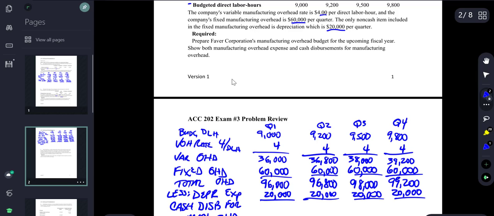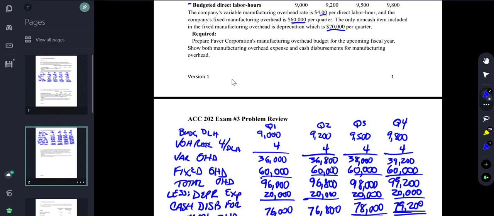So with quarter one, we have 76,000. Q2, we have 76,800. Q3, we have 78,000. And then in Q4, we have 79,200. Okay.